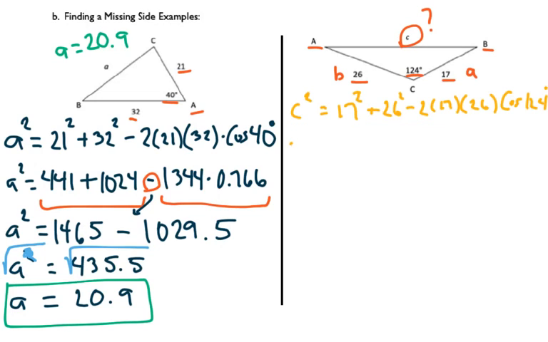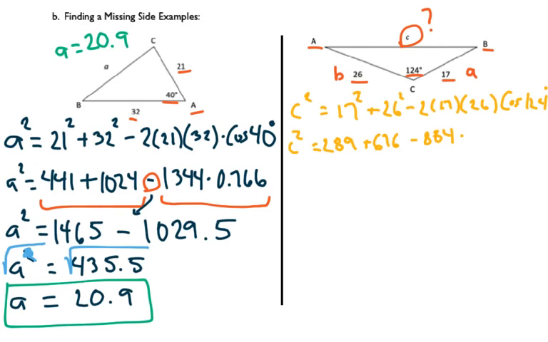So next step, c squared equals. Now we go to our calculator. 17 squared is 289. 26 squared is 676. And then if I'm subtracting 2 times 17 times 26, 2 times 17 times 26 is 884, times the cosine of 124.